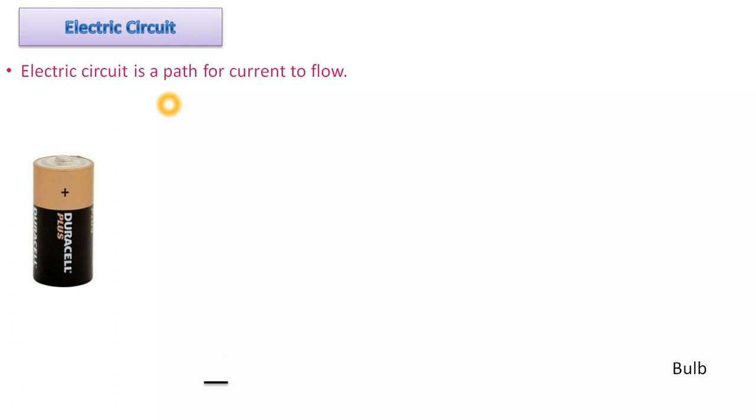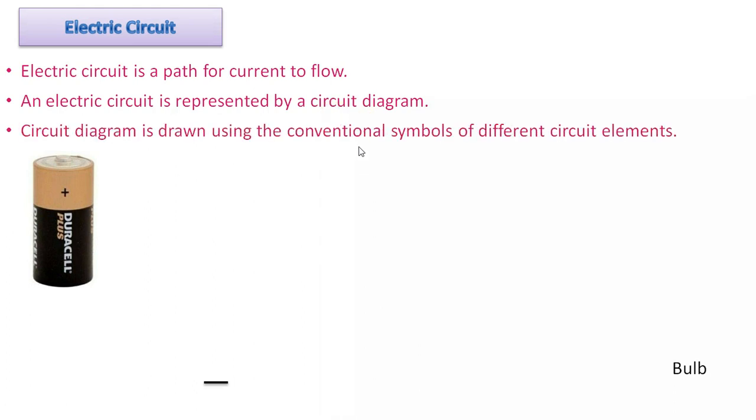So normally, how do we represent an electric circuit? An electric circuit is represented by a circuit diagram. So we make use of circuit diagrams where we use special symbols to represent specific things. The circuit diagram is drawn using the conventional symbols of different circuit elements.